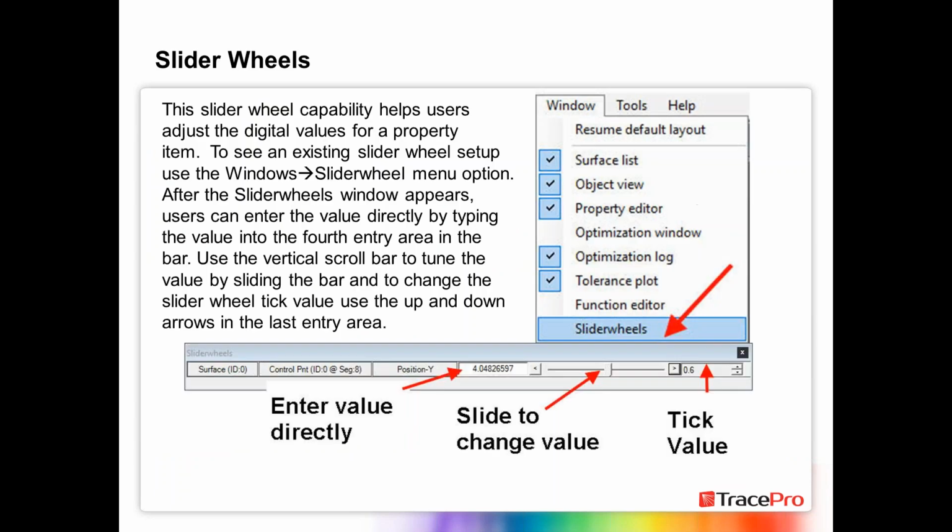Well, that's all for the Monte Carlo ray tracing, but I wanted to thank you all for attending, so I'm going to give you an Easter egg. There is also another new feature in the 3D Interactive Optimizer, the slider wheel capability. How do you use it?